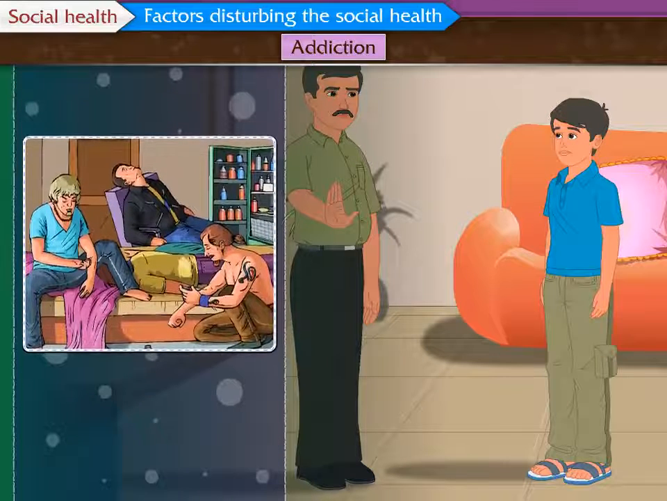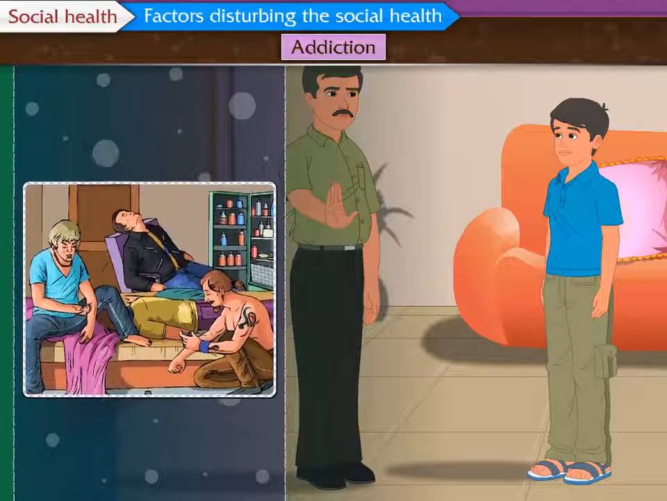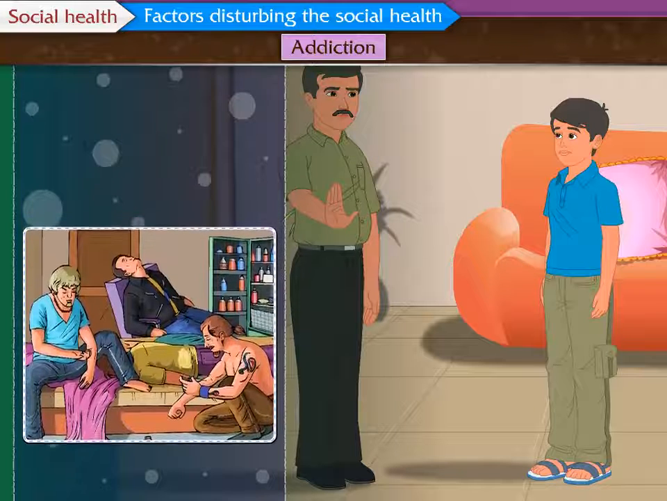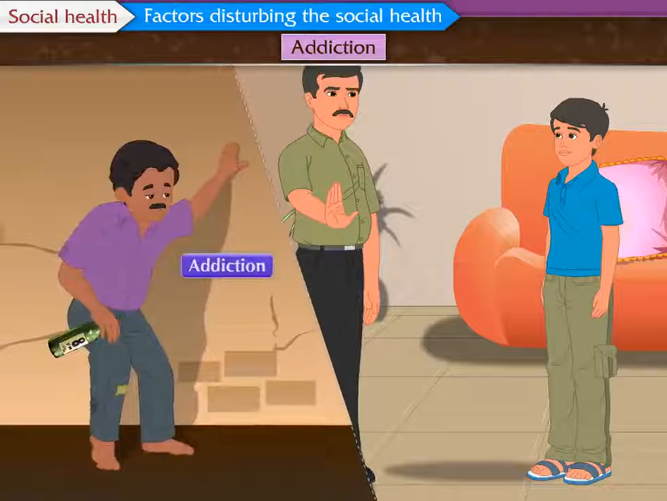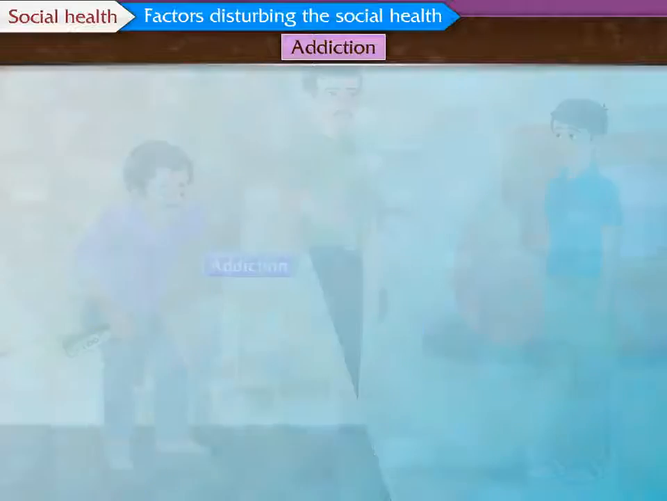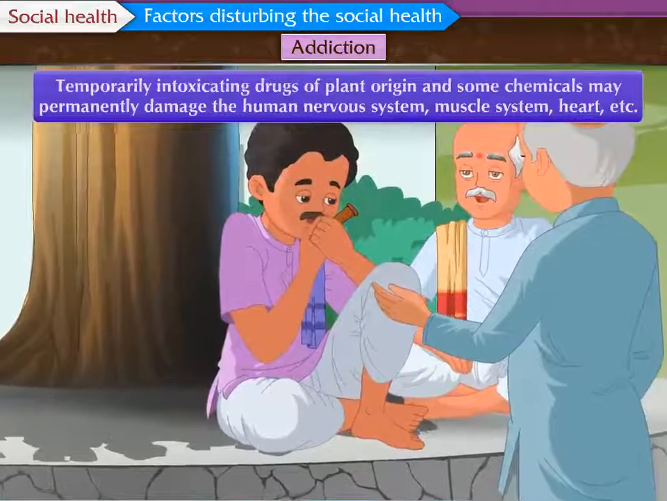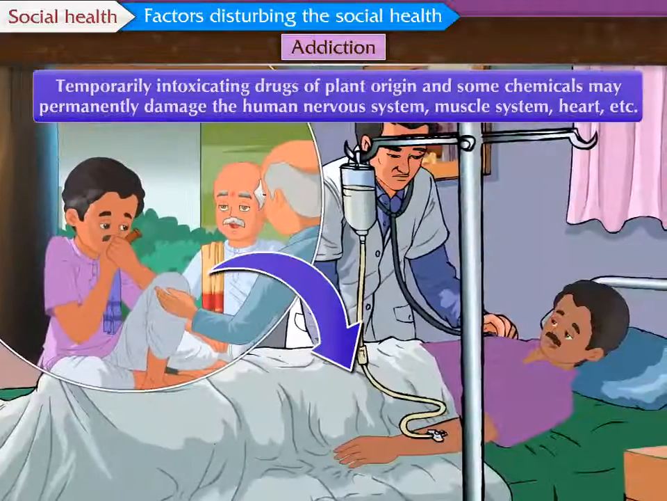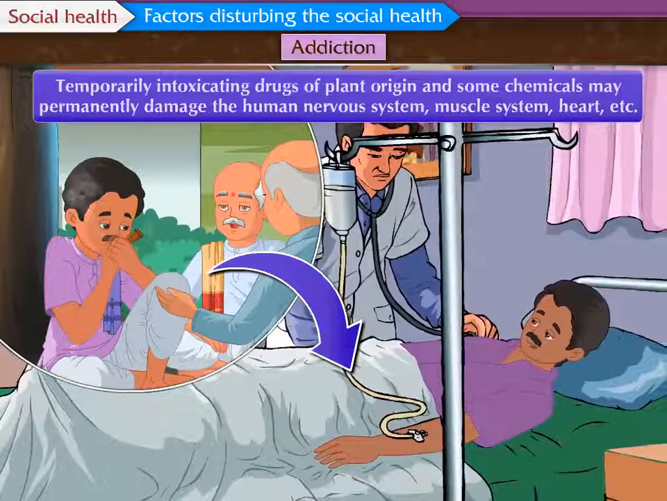Casual consumption of these deadly substances increases day by day. Due to such frequent consumption, they get used to such substances, and this leads to addiction to deadly substances. Temporarily intoxicating drugs of plant origin and some chemicals may permanently damage the human nervous system, muscle system, heart, etc.